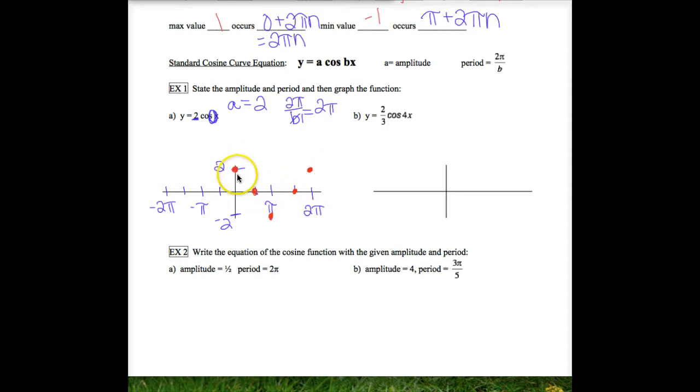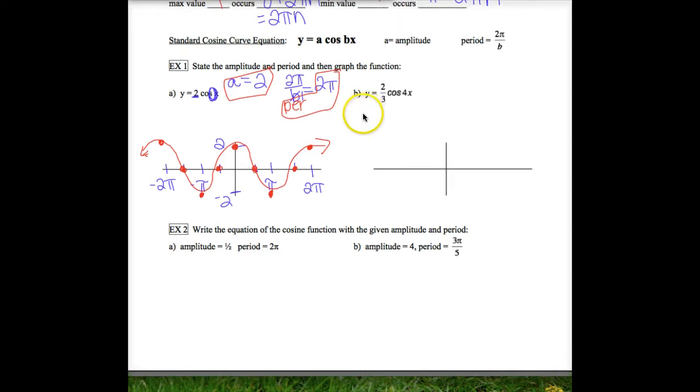On the other side, again, we're just following the pattern. So I was at the maximum, so go back to the midline. Then at negative pi, go down to the minimum. Then back up to the midline, and then finally back up to the max. So then connect your points in a pretty curvy fashion. And we've already got our amplitude is 2, our period is 2 pi, so we are done.